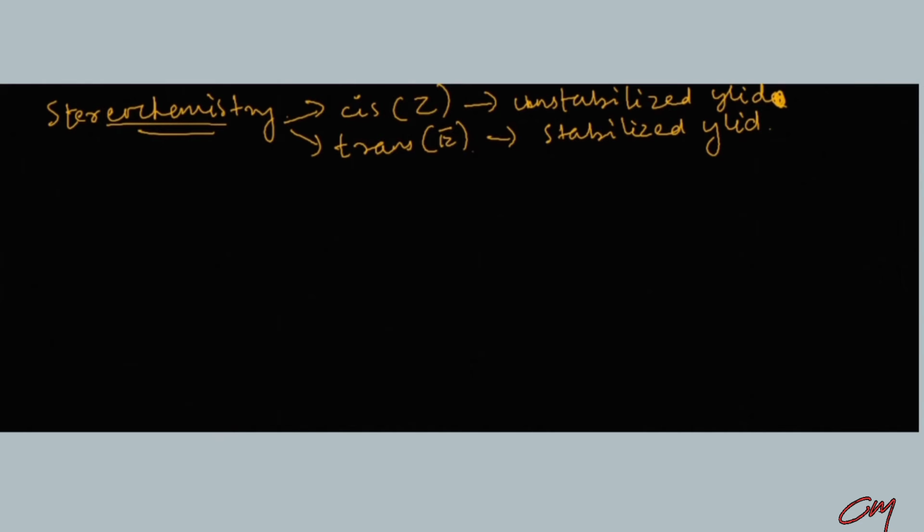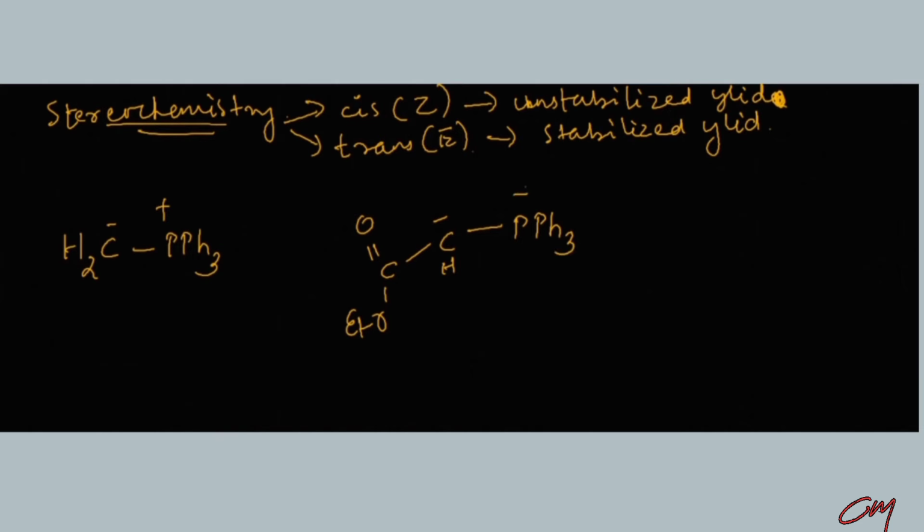Okay, now what is a stabilized ylide? First we will see what an unstabilized ylide is. Unstabilized ylide means, you can see this one. This is unstabilized, whereas a stabilized ylide is something like this. There will be an electron withdrawing group attached. This is stabilized. This is unstabilized.